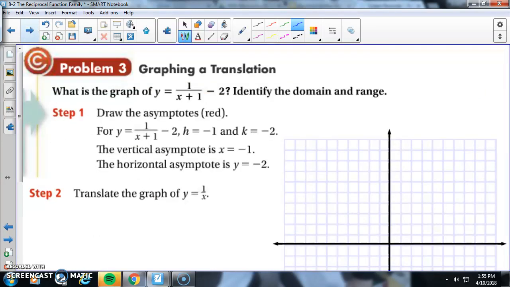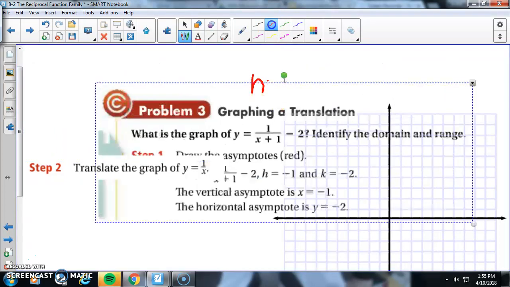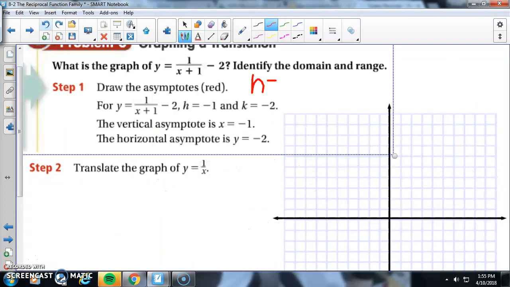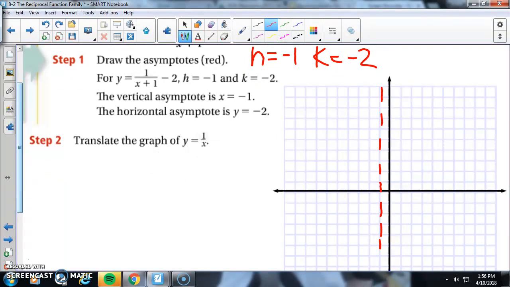Graphing a translation. One, we are going to draw the asymptotes. So I look at x plus 1, that means h is equal to negative 1, and k is equal to negative 2. Therefore, our vertical asymptote is at x equals negative 1, so I'm going to go to x equals negative 1 and draw a dotted line. Then I'm going to go to our horizontal asymptote, which is negative 2. So I'm going to go down 2.